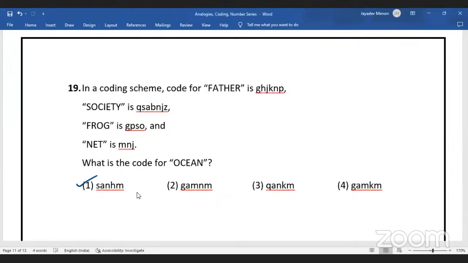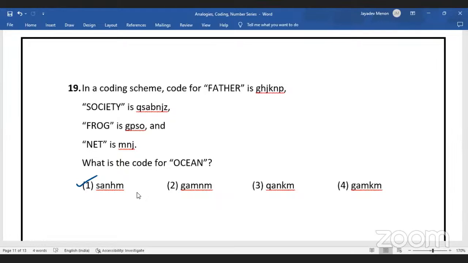SANHM. Here the question is, in a coding scheme, code for father is GHJKNP, and for society, the code is QSABNJZ. For frog, it is GPSO, and for net, it is MNJ. Now, what is the code for O?